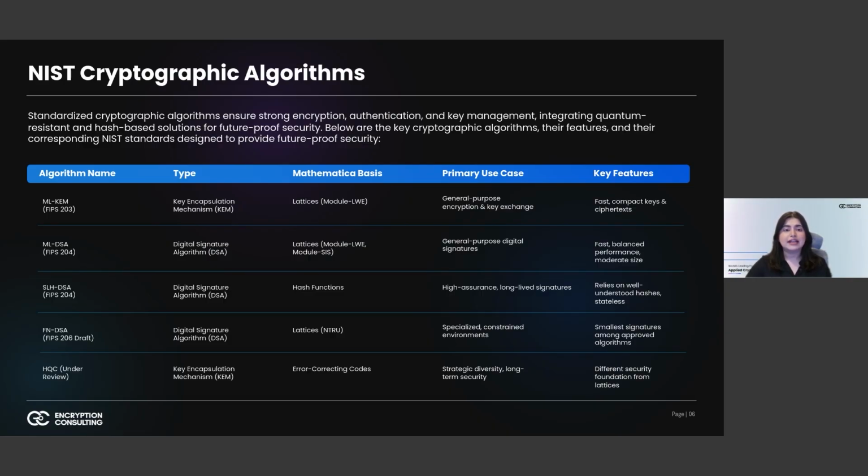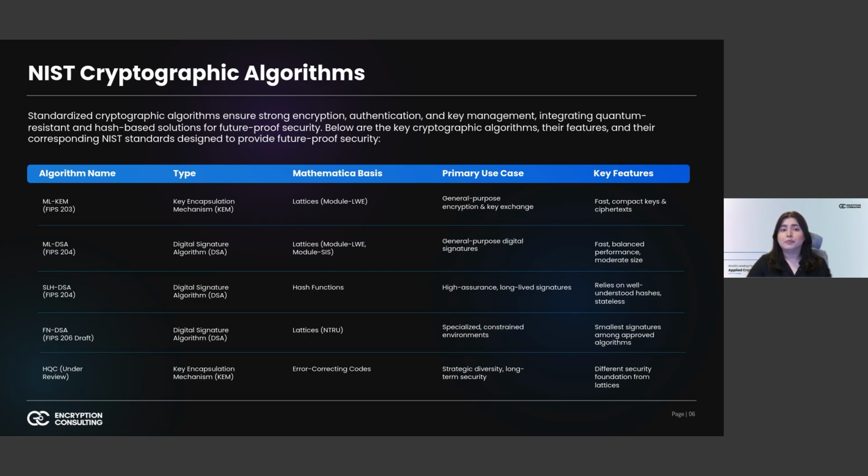Then we have SLH-DSA, defined in FIPS 205. This is another digital signature algorithm, but it's a strategic alternative. It's unique because its security relies on the well-understood and proven strength of cryptographic hash functions. This provides a major benefit for long-term confidence and makes it the ideal choice for high-assurance, long-lived signatures. A key feature is that it's completely stateless, which means you don't have to keep track of anything between signatures. This simplifies management and makes it highly scalable for large-scale applications.